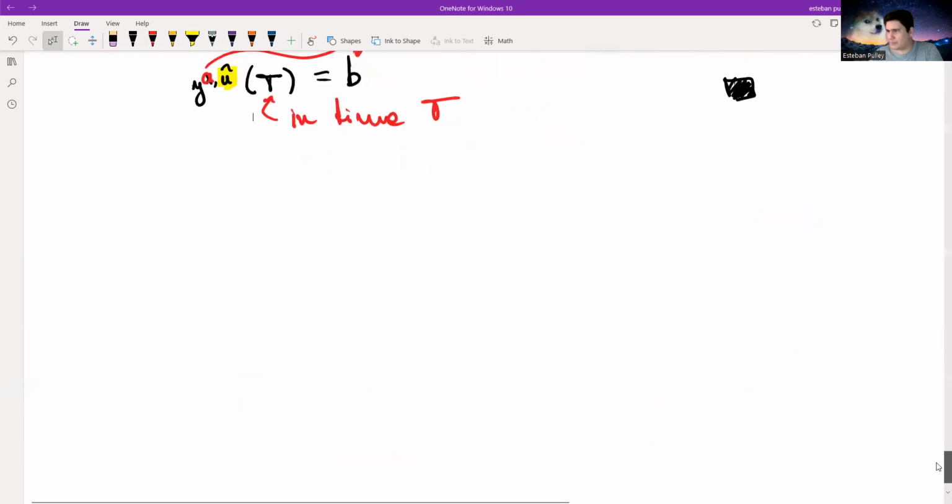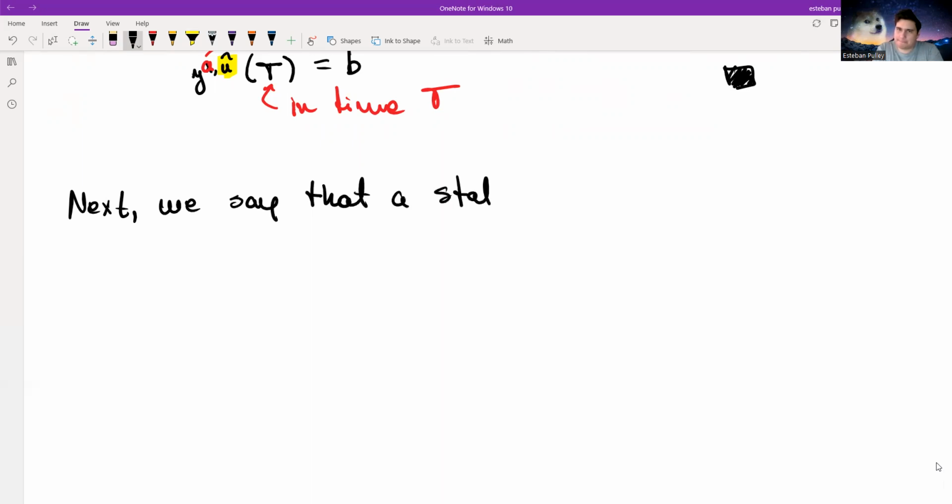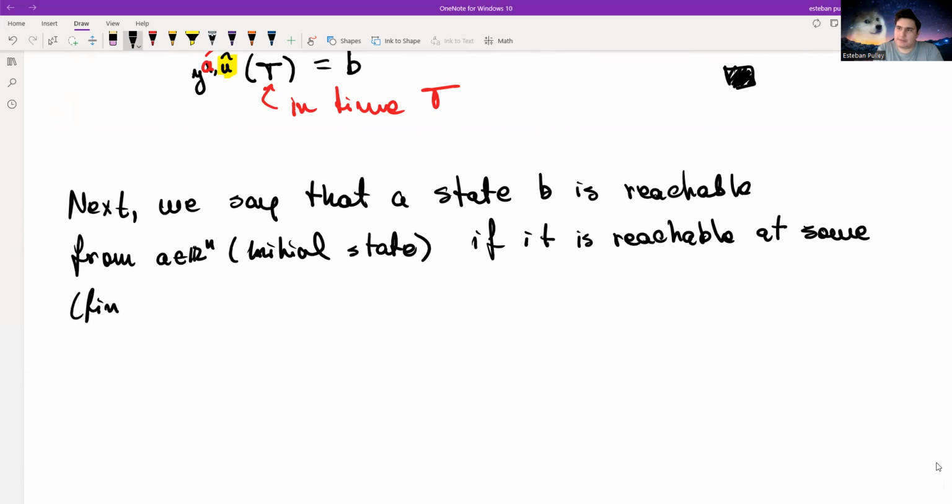So now we are going to have another concept next, and this is an important concept you have to consider. We say that a state B is reachable from A, an element of Rn, the initial state, if it is reachable at some time t, at some finite time t.